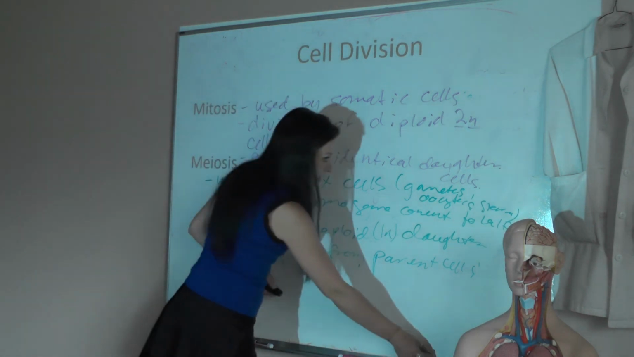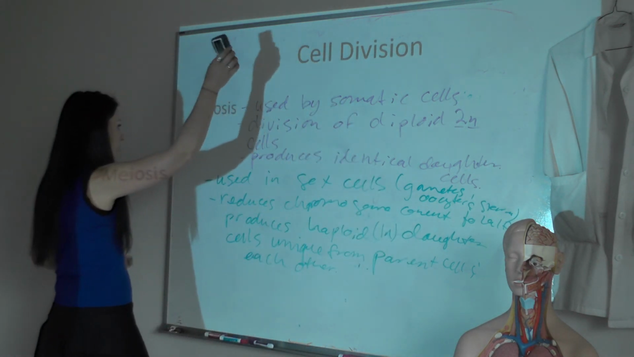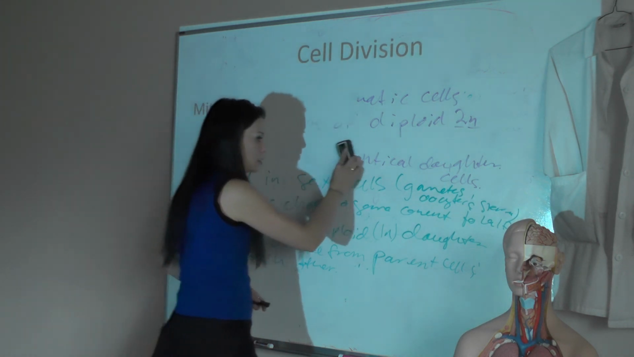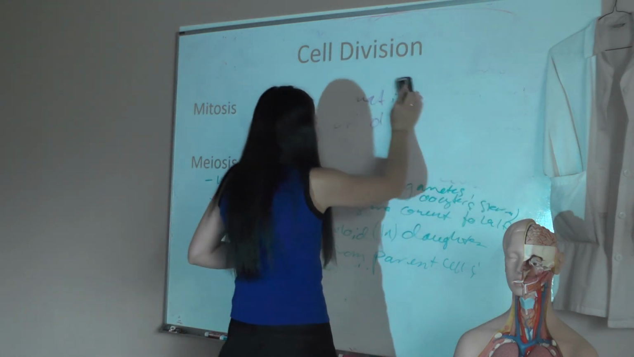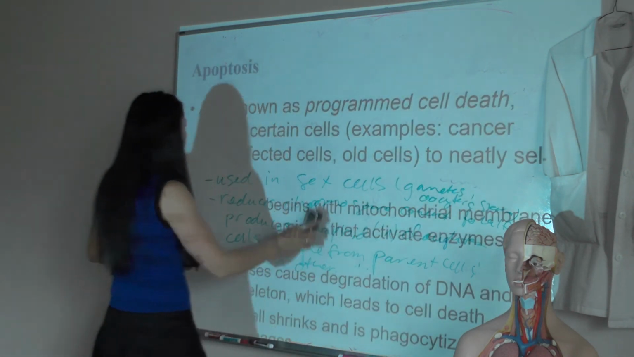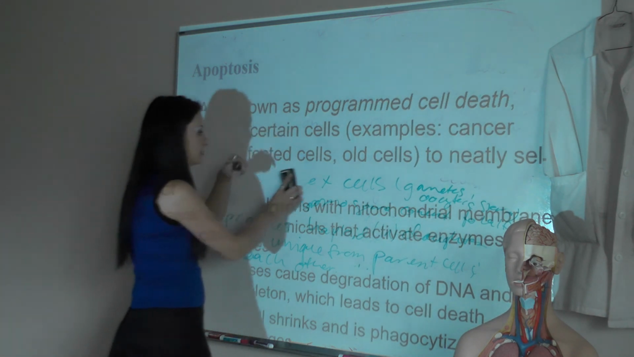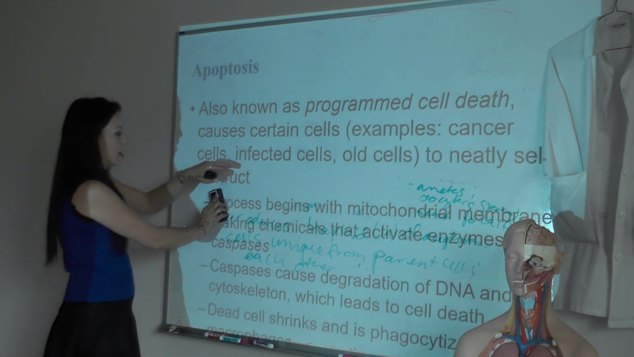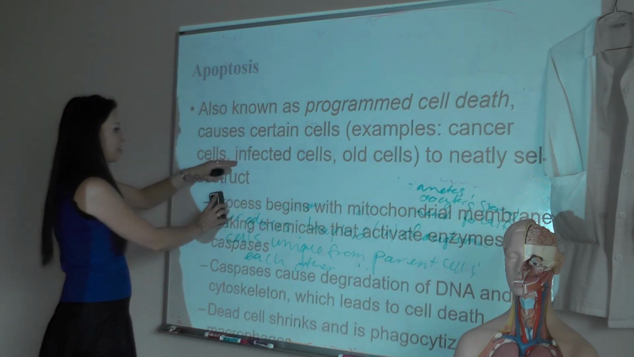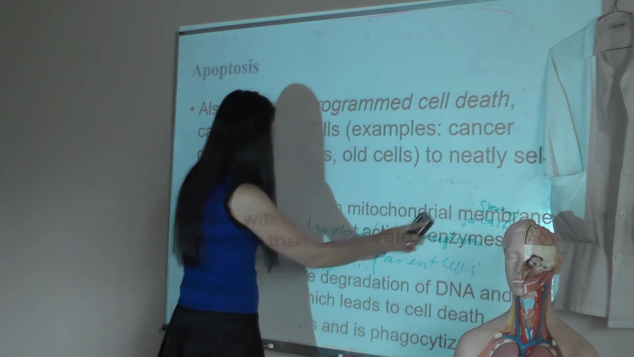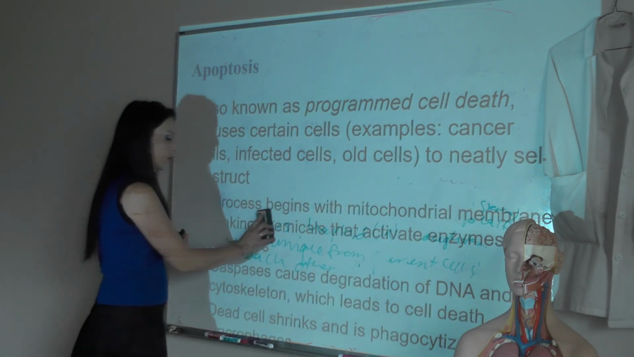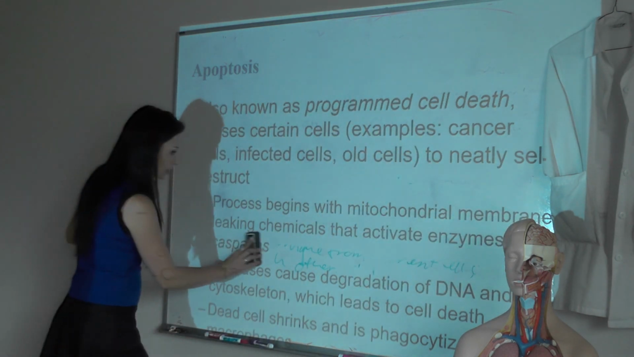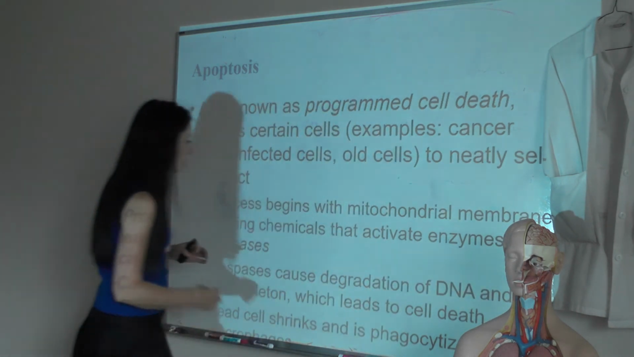All right, then the last thing to be aware of, when a cell is no longer good, when it is aged or is bad for the system or no longer doing its job, it just kills itself. It's pretty awesome. And this system is called apoptosis. Apoptosis is programmed cell death. It causes certain cells like cancerous cells, infected cells, old cells, to just shrivel up and die, to neatly self-destruct. So what's nice about that then is they can no longer harm the system. So there's all kinds of conversations that can be had out of that, but we're not gonna do it here.